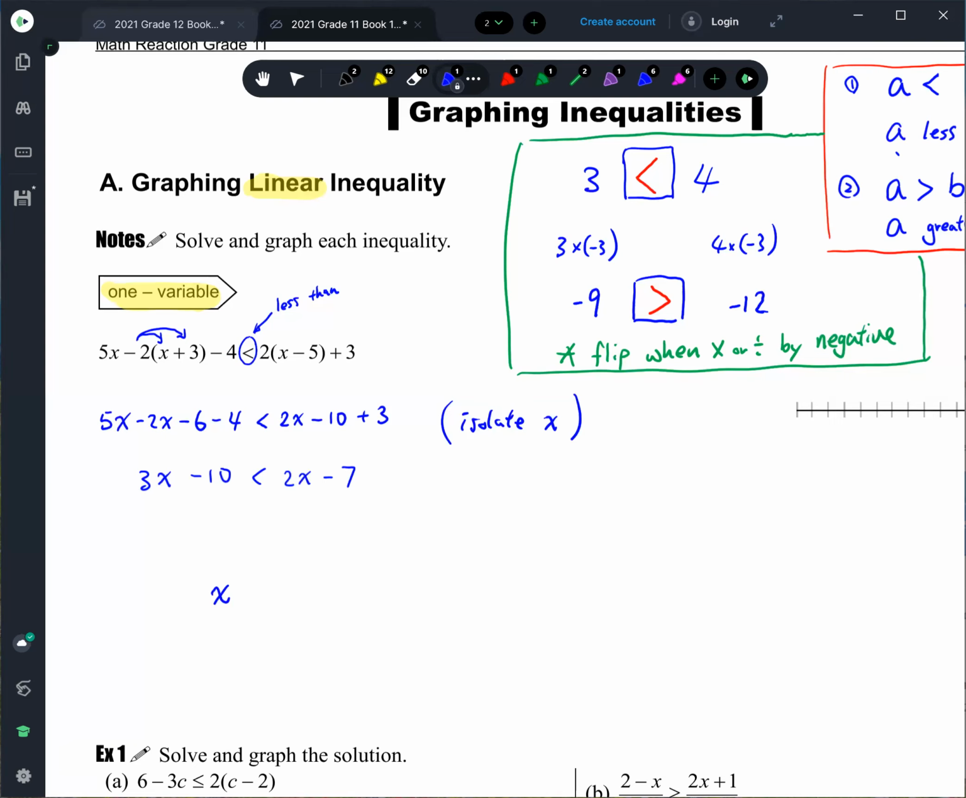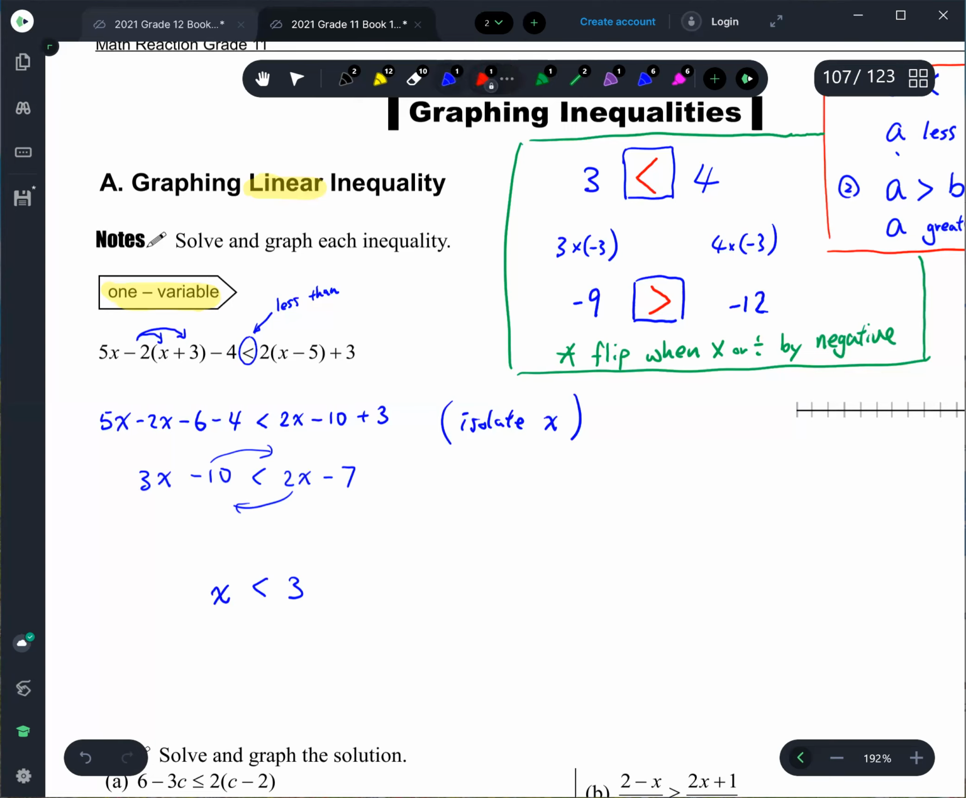Okay, Bernice, what do you have? X is smaller than 3. Smaller than 3, yeah, very good. So move the 2x to the left, move the minus 10 to the right. So moving left and right, it doesn't flip. Moving is okay. Only when you need to multiply or divide. So later you might have a question like that. This one, there's no flipping.